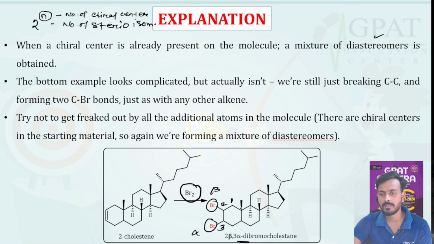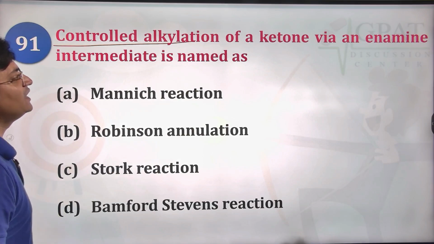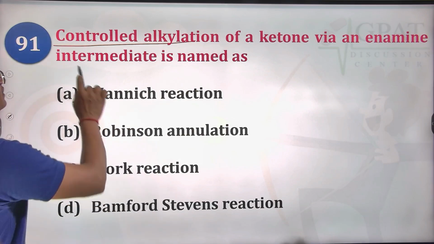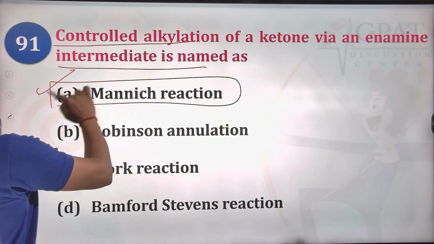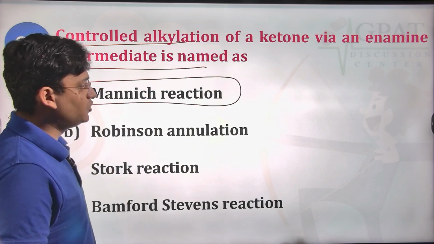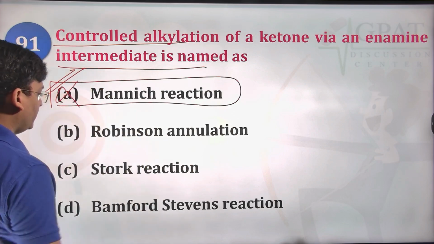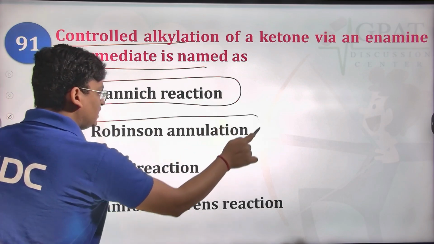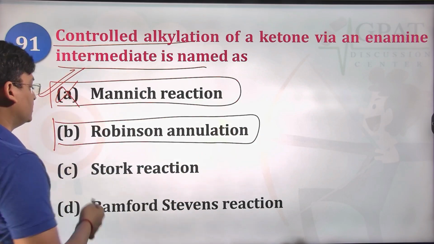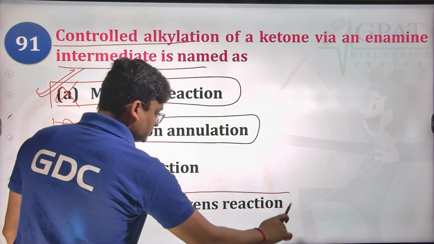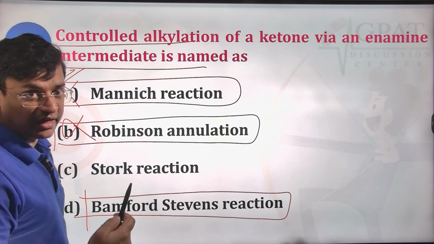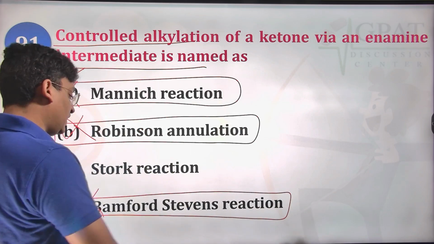Okay. Next question: controlled alkylation of a ketone via enamine intermediate is named as? The Mannich reaction is a condensation reaction, an addition of 3 compounds, so this is not true here. Robinson annulation is a reaction for ring formation, so this is not the correct answer here. Bamford-Stevens reaction is for the para-toluenesulfonyl hydrazones, so this is also not the correct answer here.